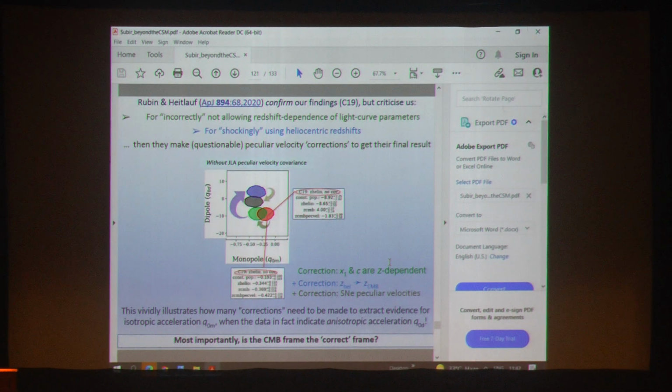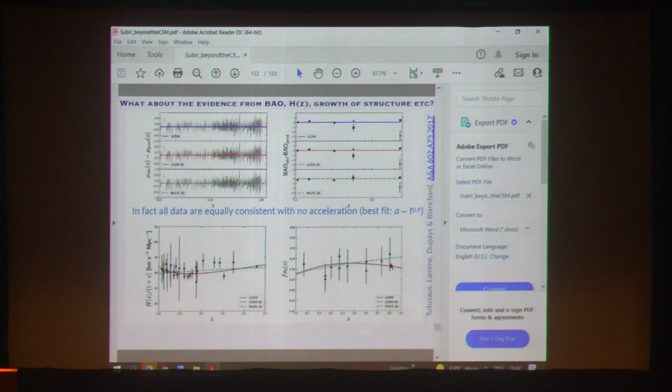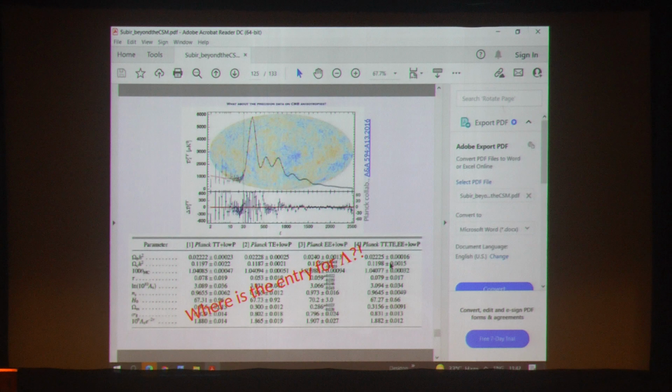I just wanted to show that the deceleration parameter is also anisotropic and therefore cannot be due to a cosmological constant, and that all the other evidence that people tell you is in favor of lambda is also consistent with no acceleration. The CMB does not tell us anything. We can come back to this in the questions.